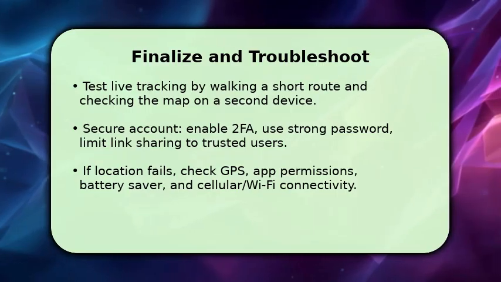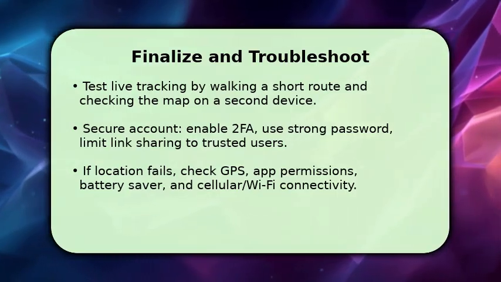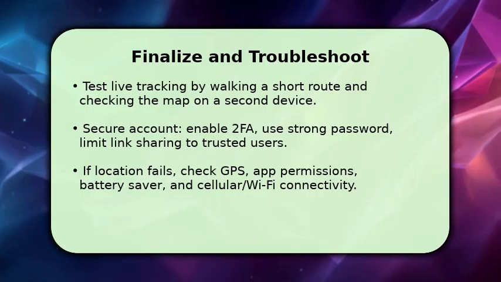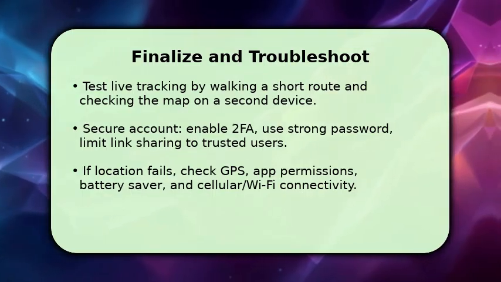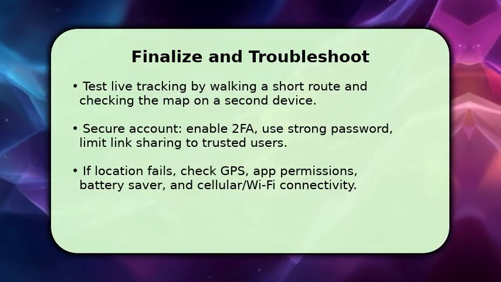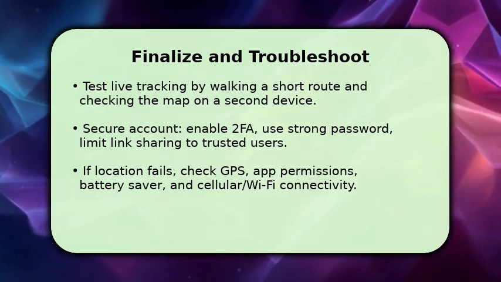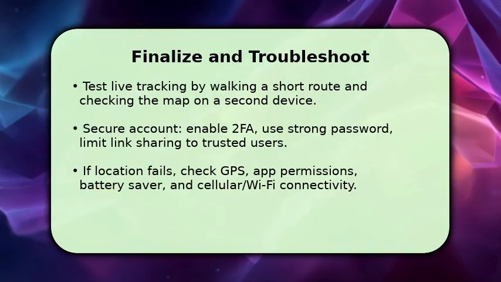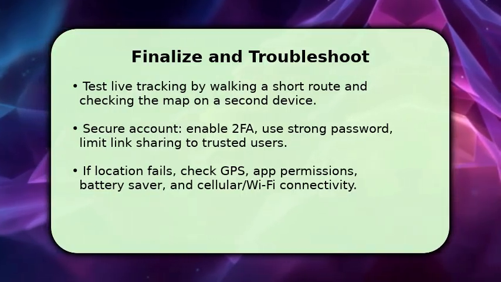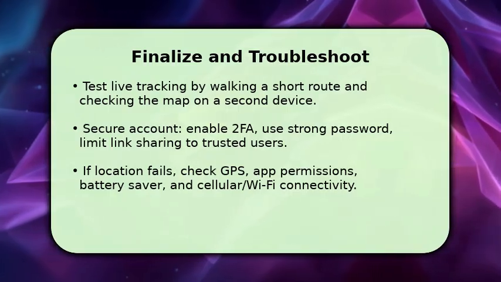You finish by validating everything. Run a short live test and confirm the position updates on a second device or web dashboard. Make sure you secure the account with a strong password and two-factor authentication, and only share access with trusted contacts. Backup settings, or export tracking history if the app supports it.